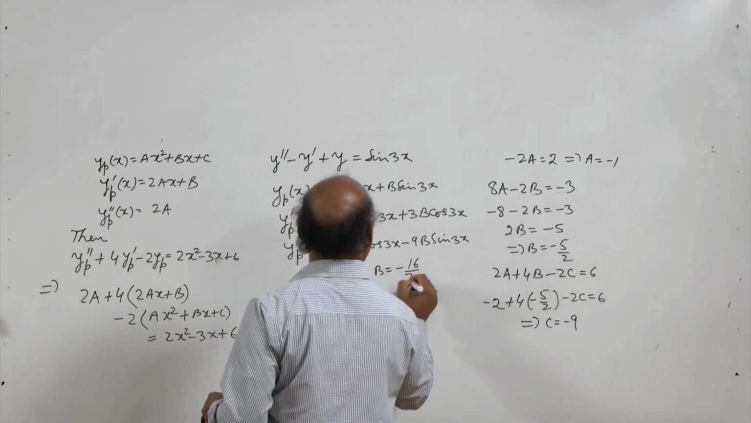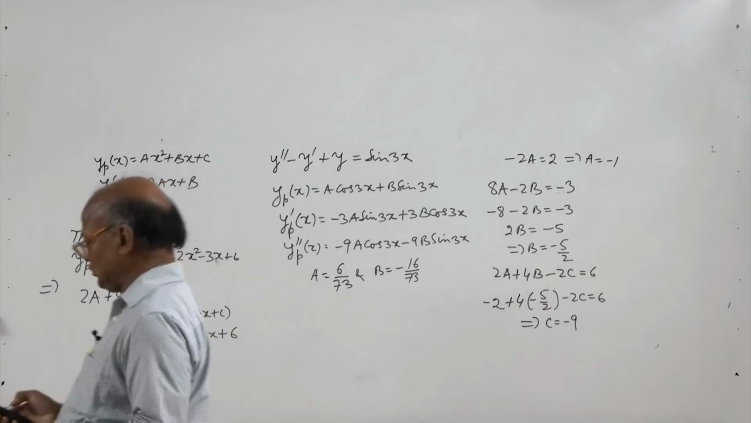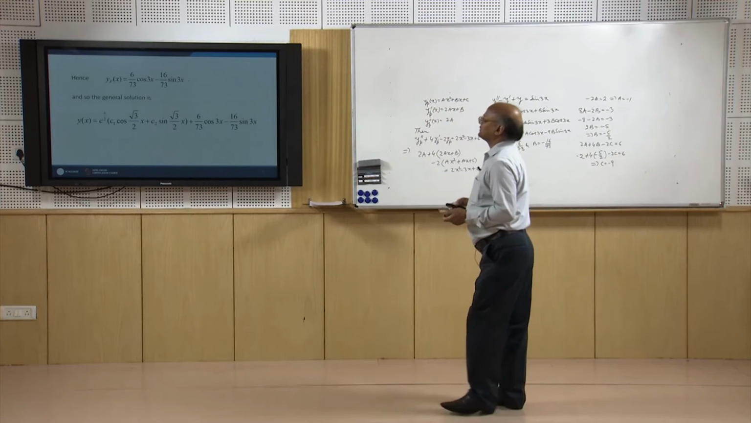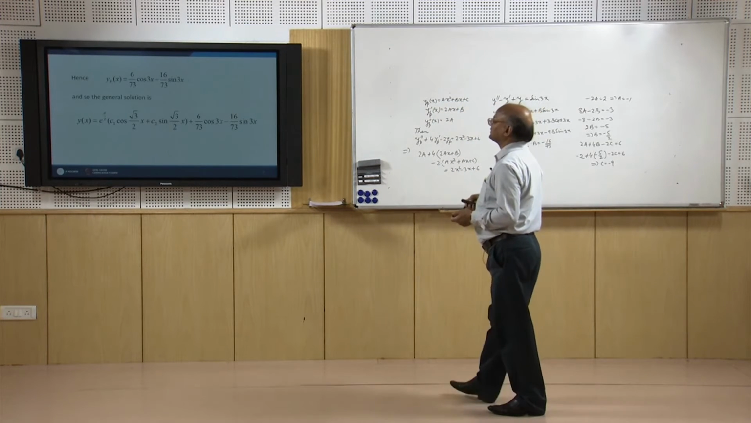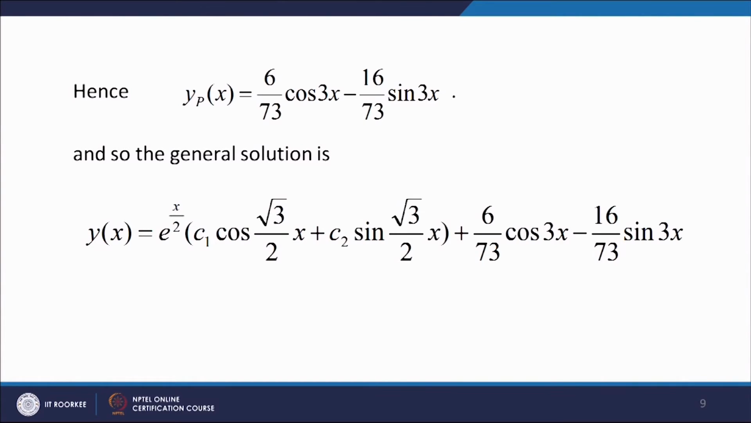So, we will get y_p(x) to be equal to 6 by 73 cos 3x minus 16 by 73 sin 3x, and thus the general solution y(x) is the sum of the complementary function plus the particular integral. The particular solution of the equation 1 is also called the particular integral. So, 6 by 73 cos 3x minus 16 by 73 sin 3x.